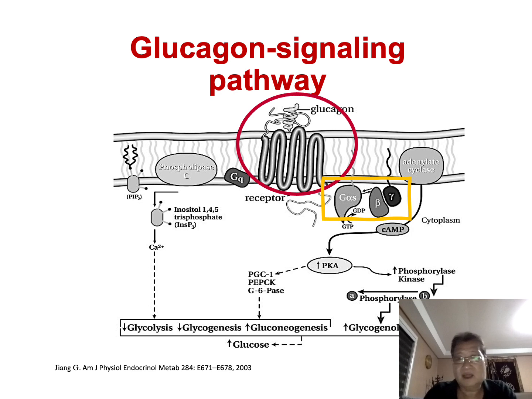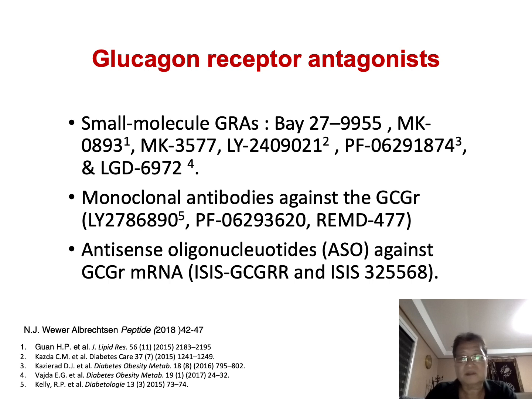Okay, so let's go to the next. As far as glucagon receptor antagonists, in 1982, diabetic rats treated with a glucagon analog possessing antagonistic effect on the glucagon receptor diminished blood glucose by 35%.